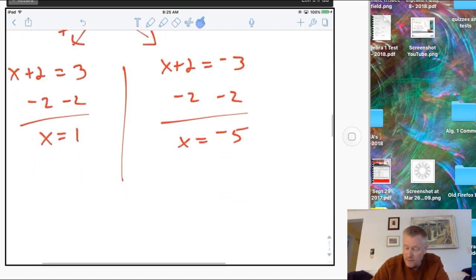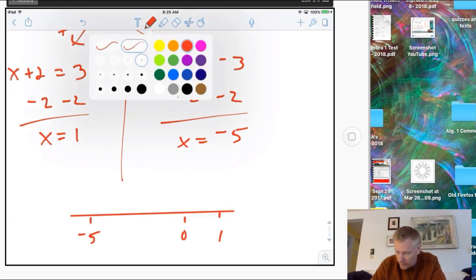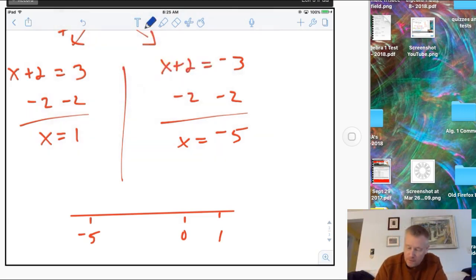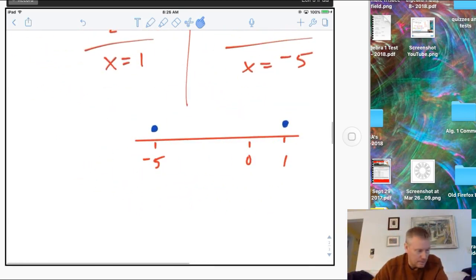So when they say graph the solution, this is not going to be a 4-quadrant graph. This is just putting them on a number line. You know, here's negative 5, here's 0, here's 1. Notice how I spent so much time on that number line making it and labeling every single number. All right, so I got two solutions here. X can be negative 5 and x can be 1. And those are my two numbers, okay? And you just put the dots there. That's it.